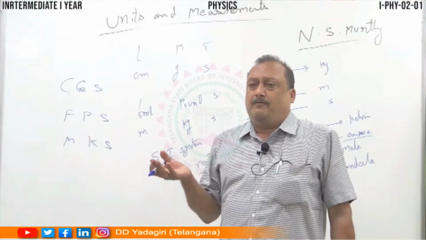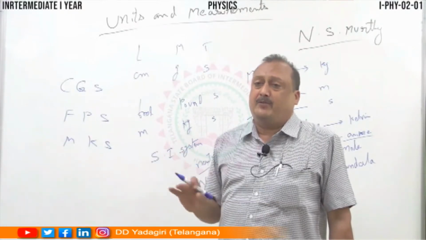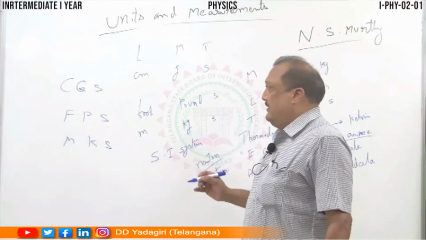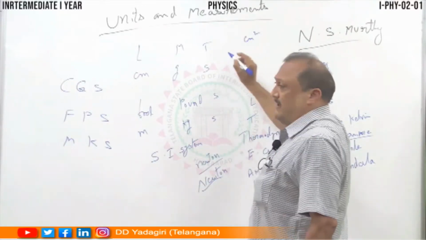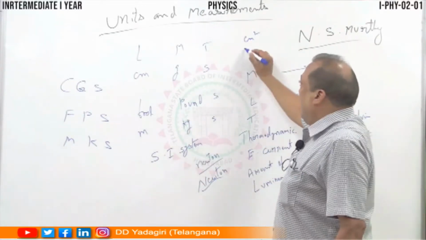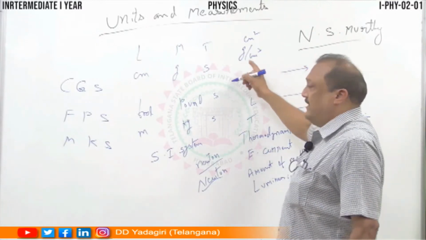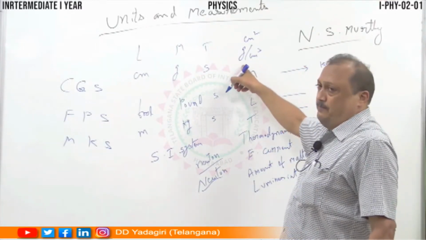The units of derived physical quantities are called derived units. Derived units: centimeter square, that is unit of area. Gram per centimeter cube, that is unit of density.